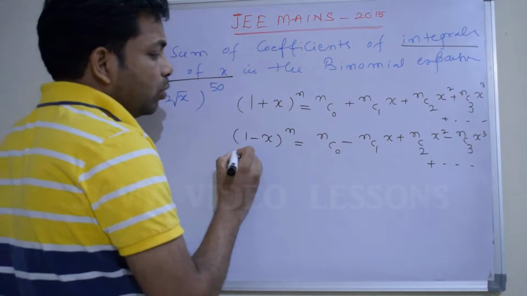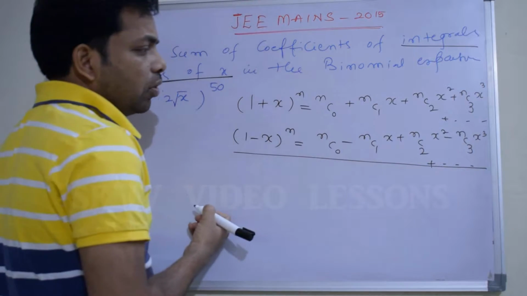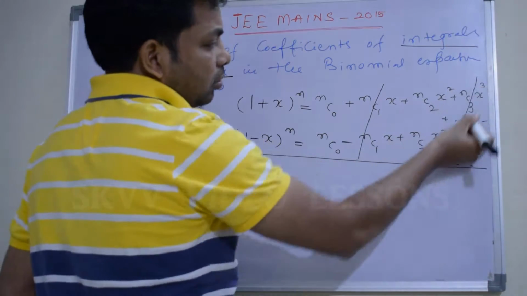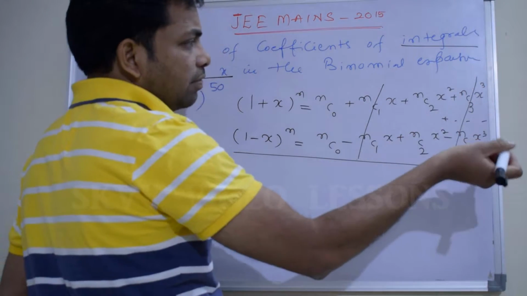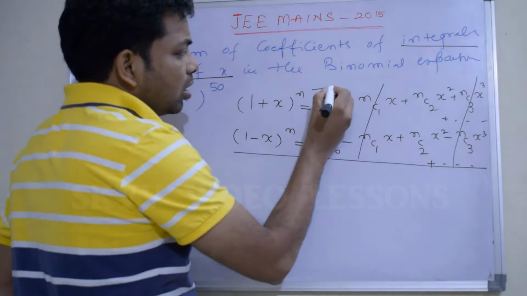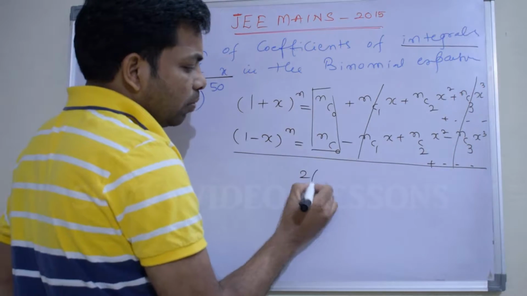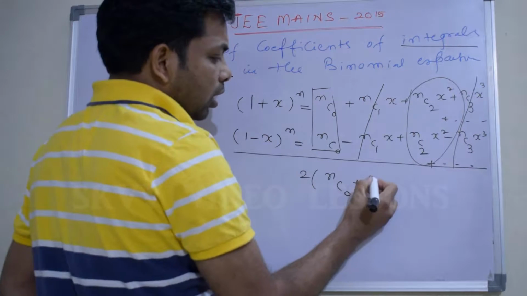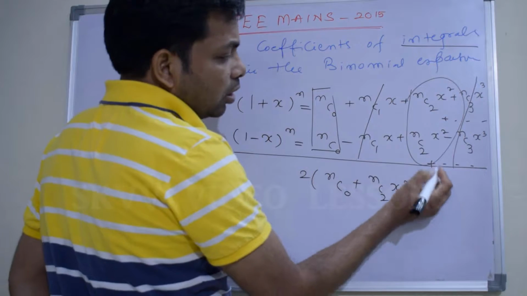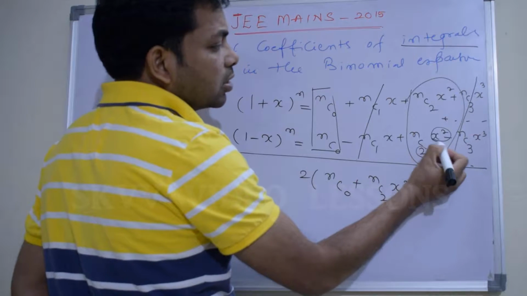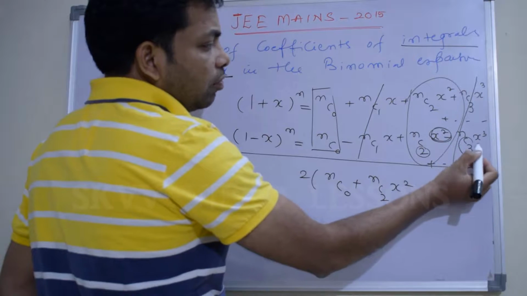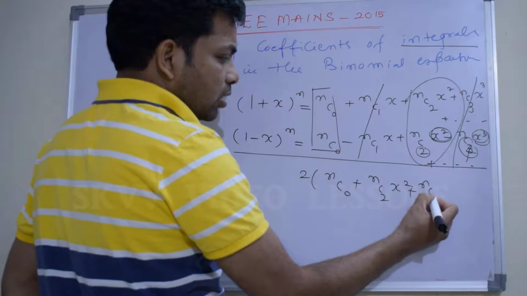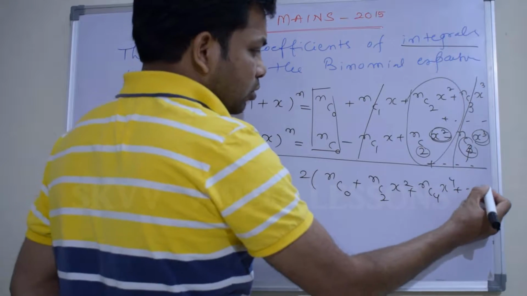So if you add these two binomial expansions, what are you going to get? The second term is going to be cancelled, and the NC3 is going to be cancelled. NC5 is going to be cancelled. So what are the remaining terms? 2 NC0 plus 2 NC2 x square. So if you have C2, you will have x square. If you have C3, you will have x cube. If you have C4, x power 4. So plus NC4 x power 4 plus up to so on.